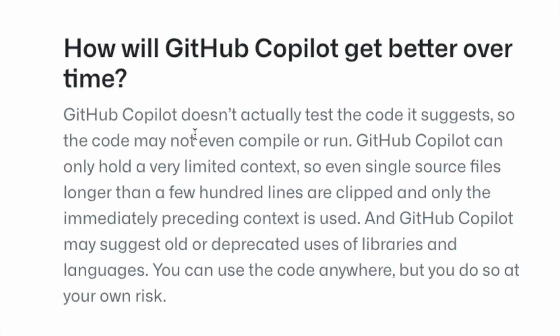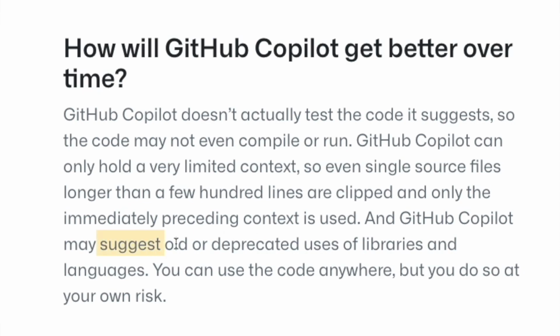The answer here actually doesn't really answer the question, but what they're saying is basically that GitHub Copilot doesn't actually test the code it suggests, so the code may not even compile or run. And so ultimately it's up to the programmer to check and verify that the program runs the way they expect it to. And although they say that Copilot is able to understand the context within one file, Copilot can only in fact hold a very limited context, which means that files which are longer than a few hundred lines are going to be clipped, and only the immediately preceding context is going to be used.